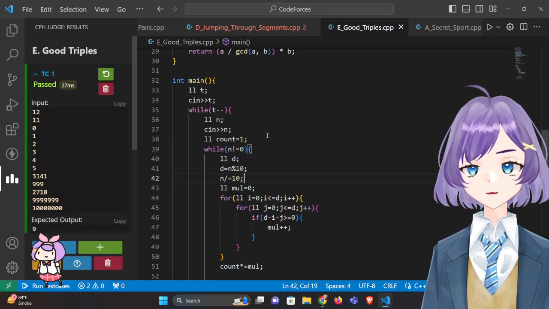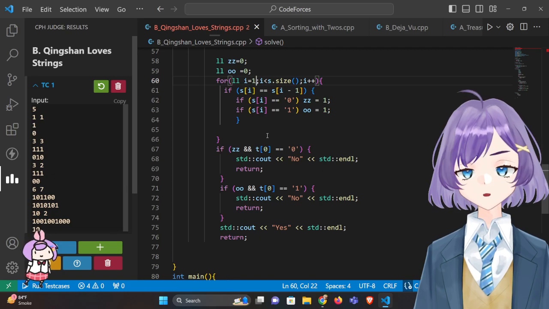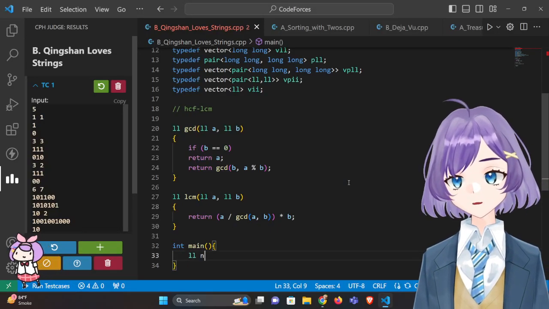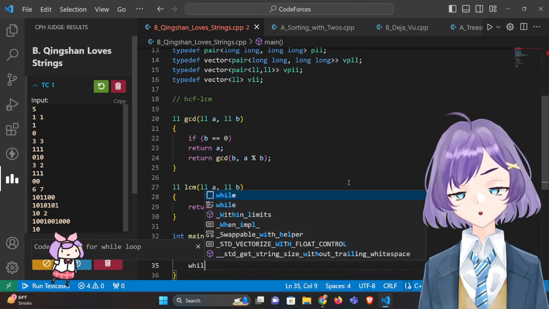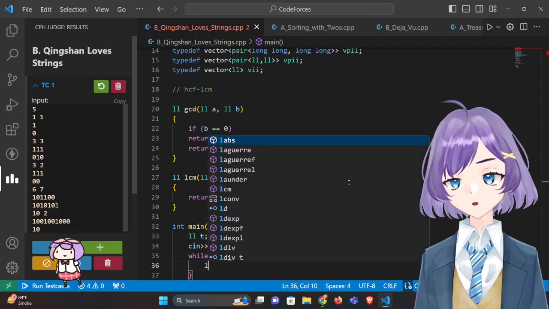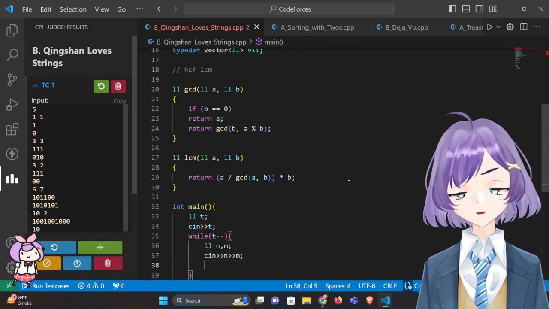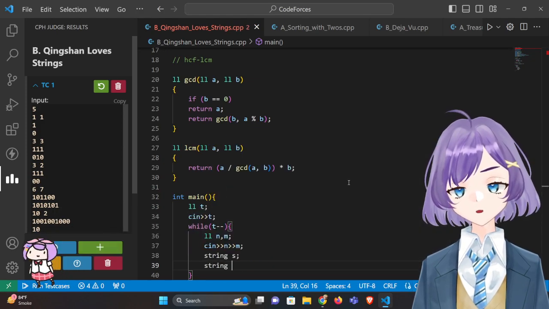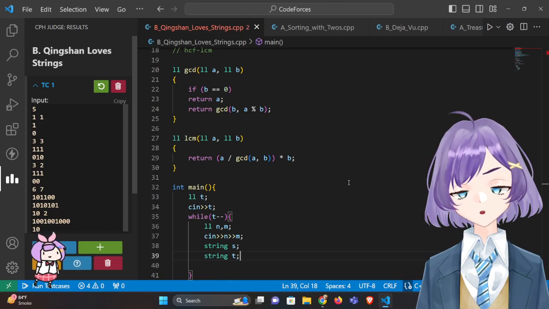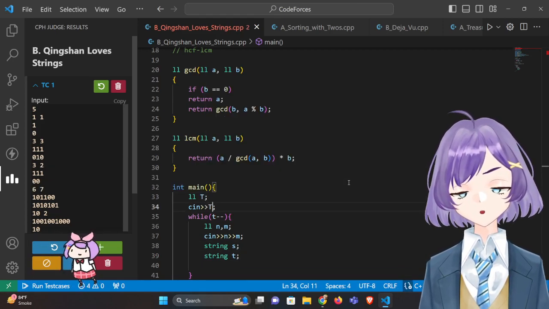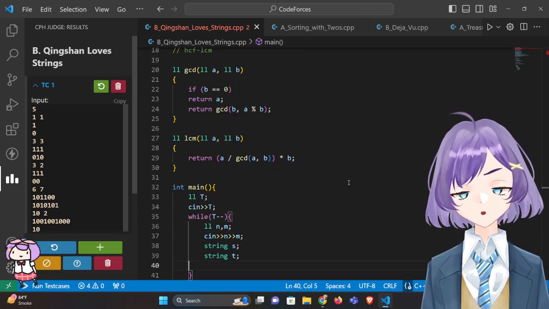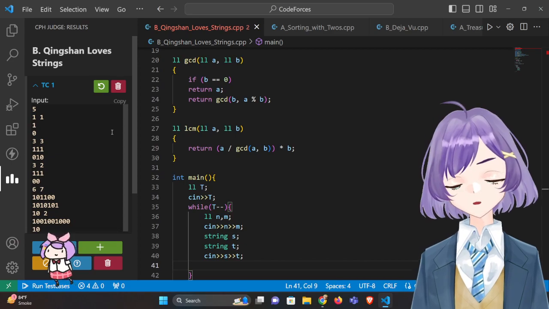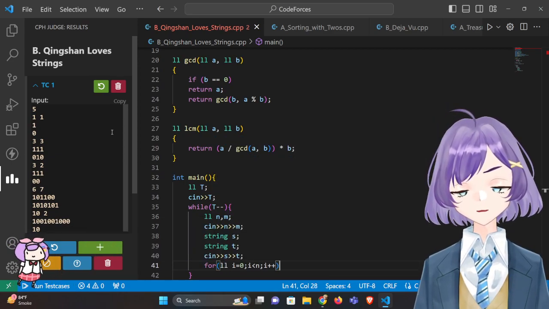So I can just write the code and get it done with. Long long t, cin t, while t minus minus, long long n comma m, cin n and m, string S, string T, make this capital T, cin S and T. For i equals 0, i less than n, i plus plus.